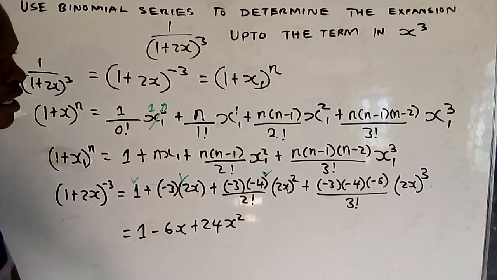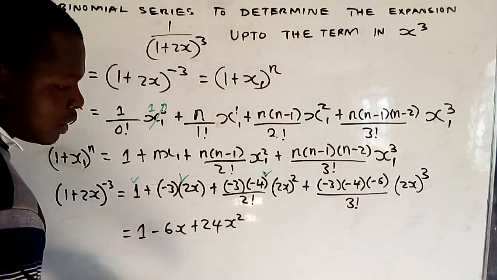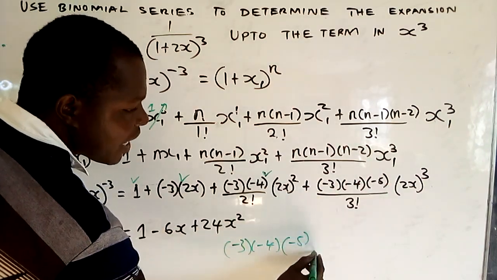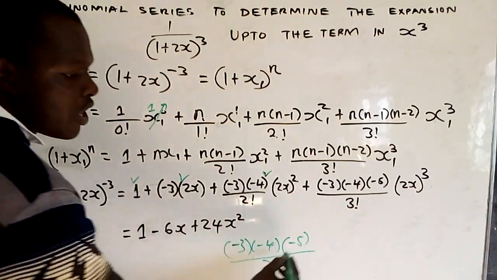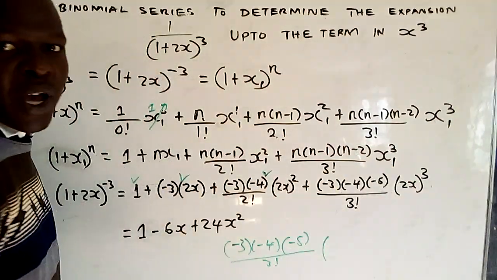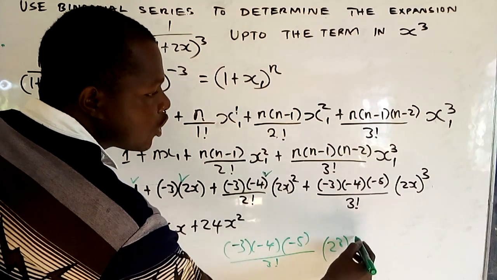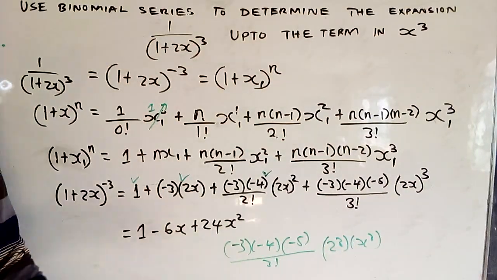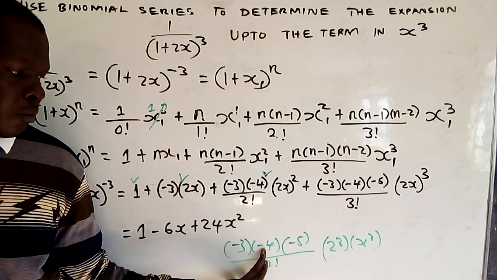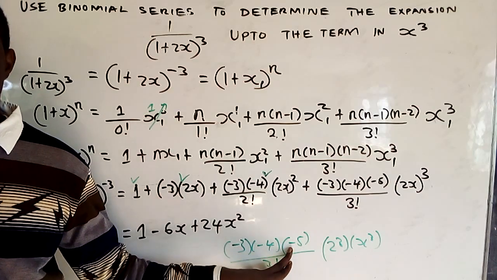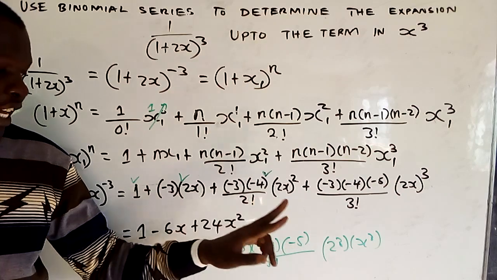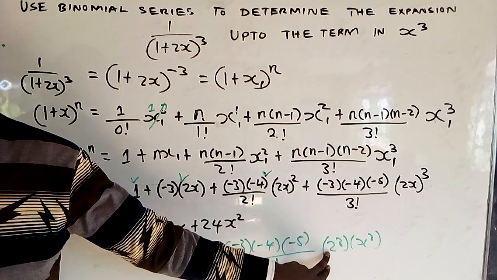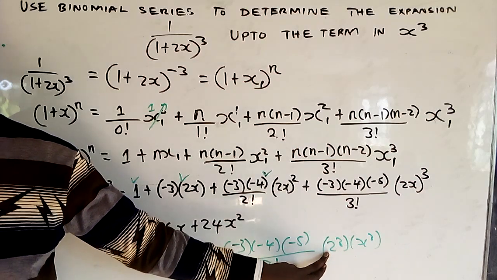So for the last one, go to the calculator again. We have negative 3 times negative 4 times negative 5. Then after that, we divide by 3 factorial. Then separate this. Both 2 and x are raised to power 3, meaning it is 2 cubed times x cubed, isn't it? So let us go. Negative 3 times negative 4? 12. 12 times negative 5? Negative 60. Negative 60 divided by 3 factorial? Negative 20. Negative 20 times 2 cubed? Negative 160.